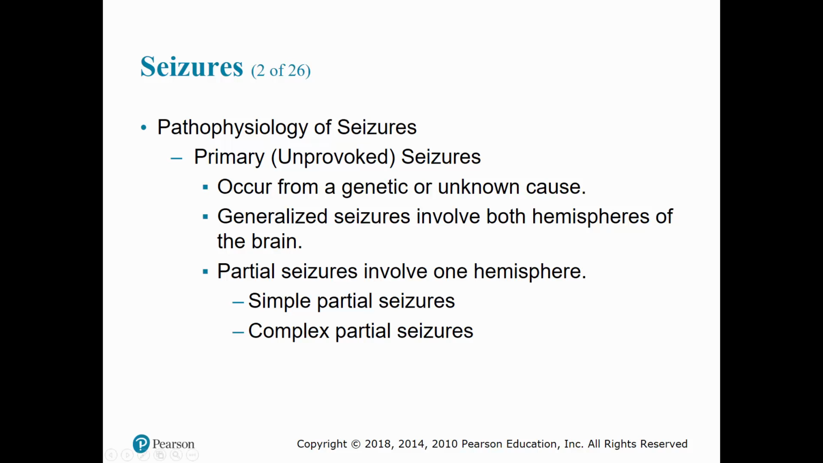Primary seizures occur from a genetic or unknown cause. Generalized seizures involve both hemispheres of the brain. Partial seizures involve one hemisphere: simple partial seizures and complex partial seizures.